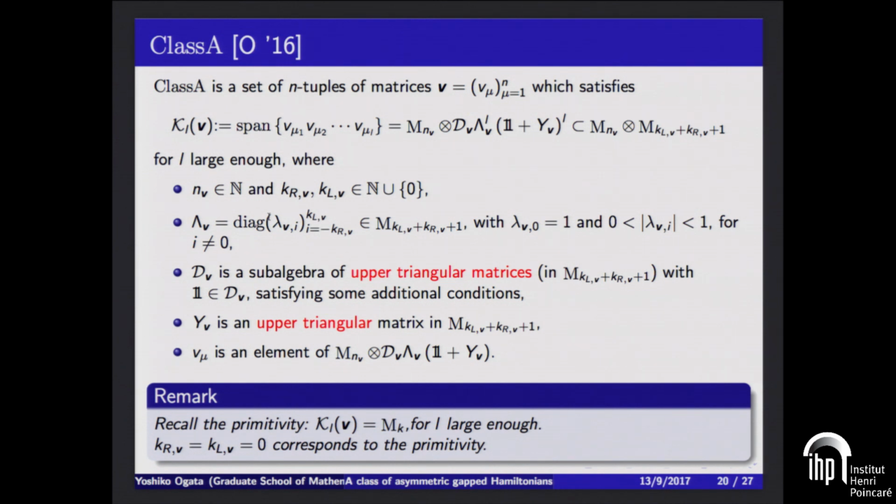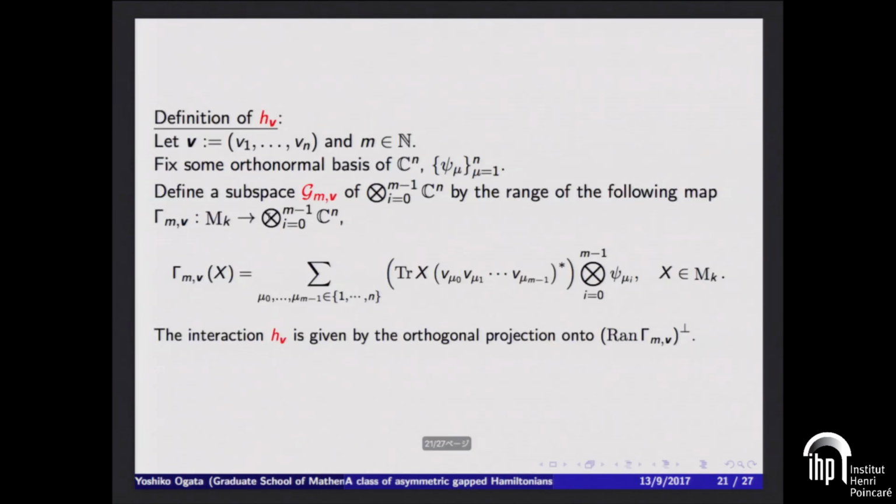So it's not so bad. It's an understandable object, I would say. It's an algebra, and it's just some L power of some fixed element. So class A is an analog of primitivity, but it gets saturated not to the full matrix algebra, but to this understandable object.